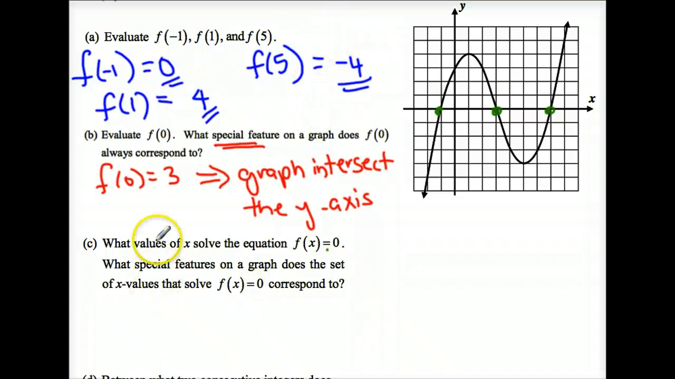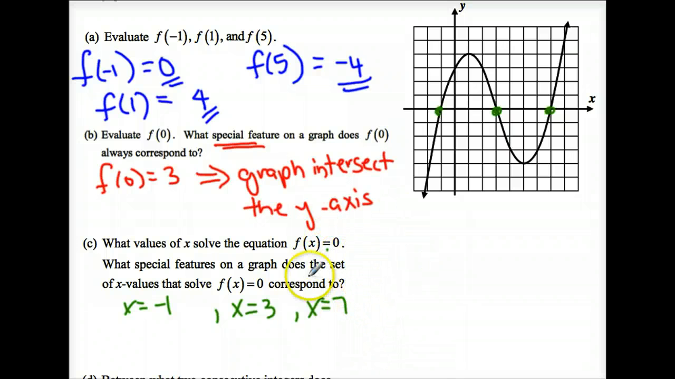What are these coordinates? When x is equal to -1, it's 0. When x is equal to 3, it's 0. And then the last one, 1, 2, 3, 4, 5, 6, 7. When x is 7, my output is 0.